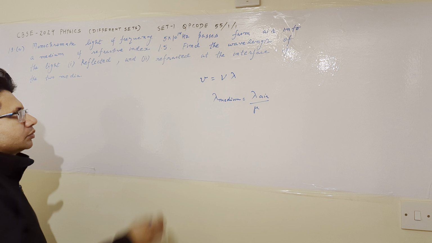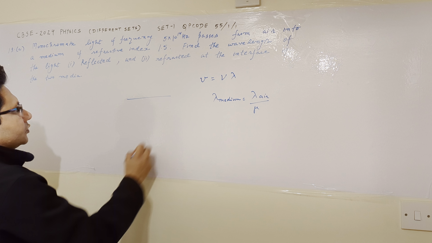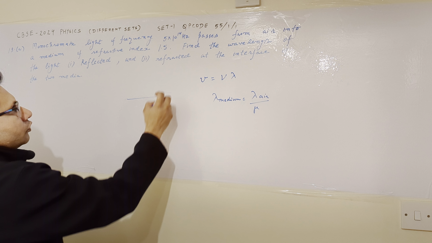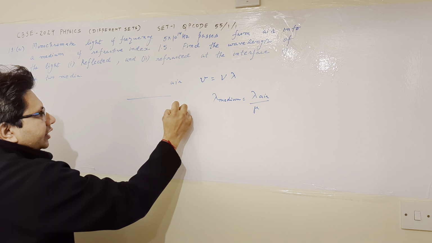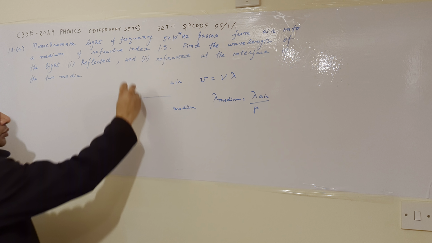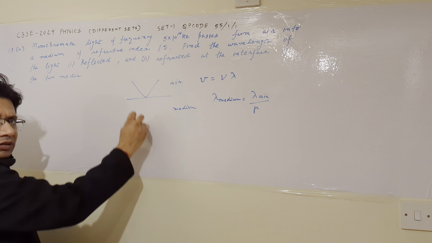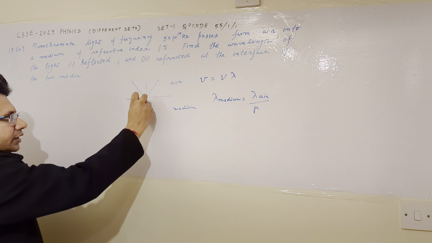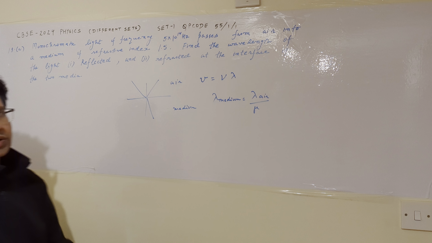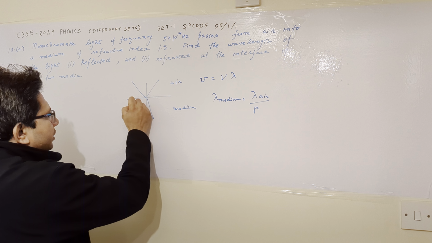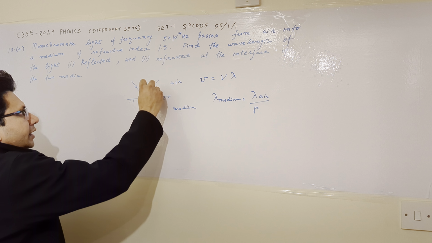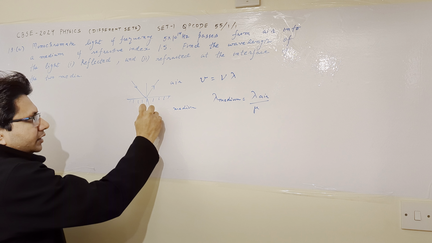In this problem, the situation is that the monochromatic light enters from air to some medium. Now what happens in this situation is that some portion of the light reflects, whereas some portion of the light refracts. Both the processes take place at the interface. At this particular interface, the light reflects as well as refracts.